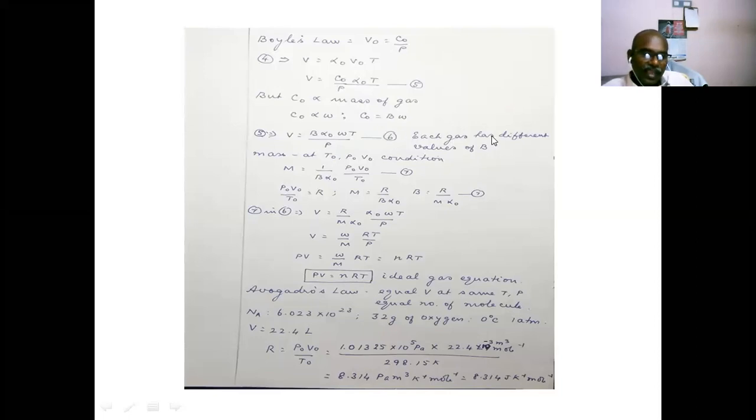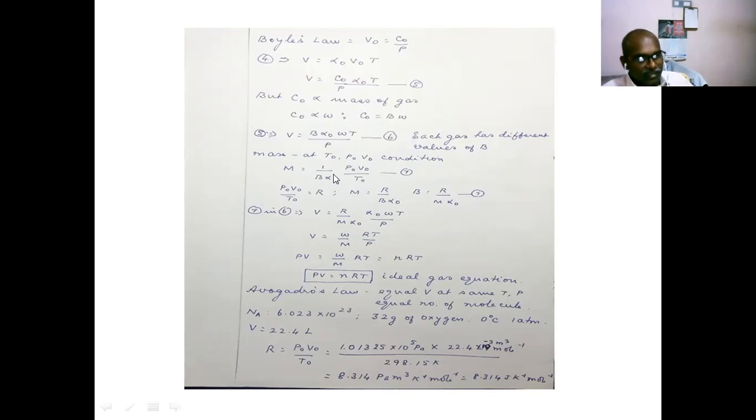This is equation number 6. But each gas has different values of B. I may say that alpha 0 approaches the same value for all the gases at P0, but the constant B changes for every gas. Therefore, the mass at T0, P0, V0 condition is M, the molecular mass, which is equal to 1 by C0. That 1 by C0 is B alpha 0 P0 V0 into T0. So this is what we have got. This is equation number 7.